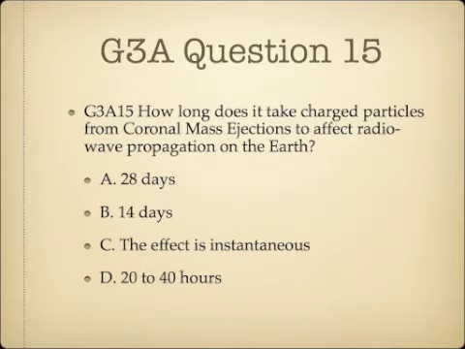Question 15. How long does it take charged particles from coronal mass ejections to affect radio wave propagation on the Earth? A. 28 days. B. 14 days. C. The effect is instantaneous. Or D. 20 to 40 hours.